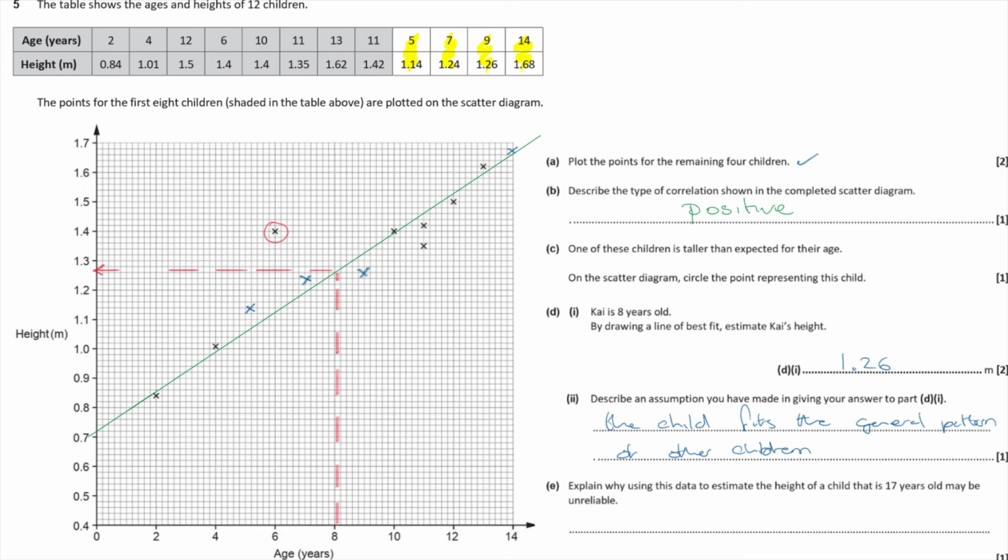Part E says, explain why using the data to estimate the height of a child that is 17 years old may be unreliable. Okay, well, 17 is well outside of the range of the data we've got, isn't it? We've got values between 2 and 14. So 17 is going to be outside of that data range. We call it extrapolation. So we would be extrapolating. That's the proper name for it, extrapolating, as 17 is beyond the range of data points. In brackets, that runs from 2 to 14.